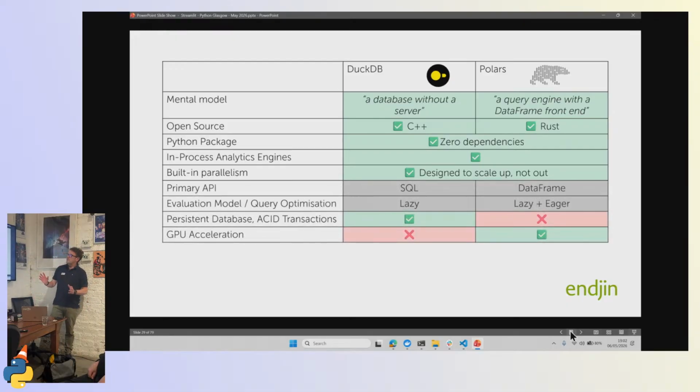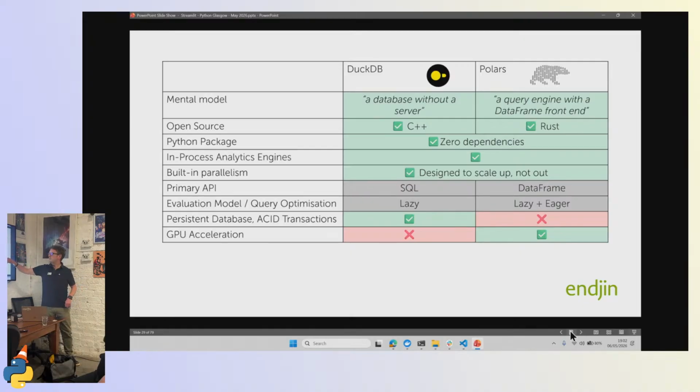There are some differences. DuckDB, as the name might suggest, has got a SQL API. So if you like writing SQL, it's perfect for that kind of working pattern. Polars is a data frame API. So if you're used to working with pandas, it's kind of similar to pandas.